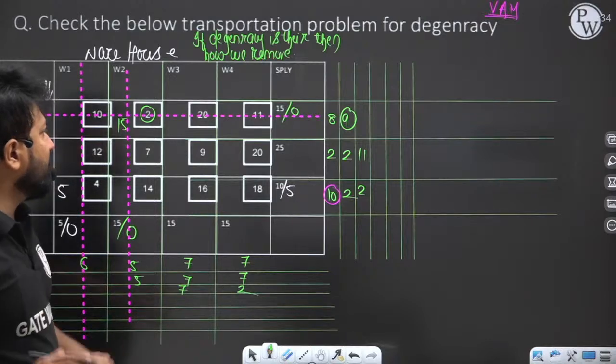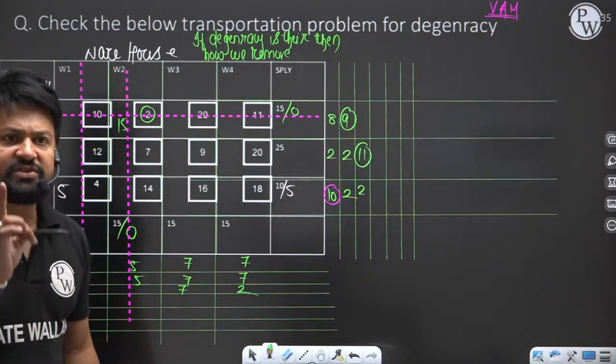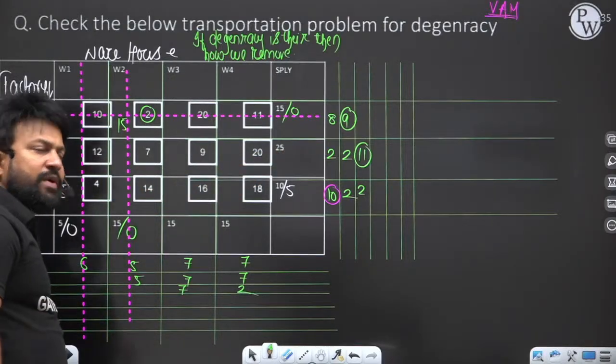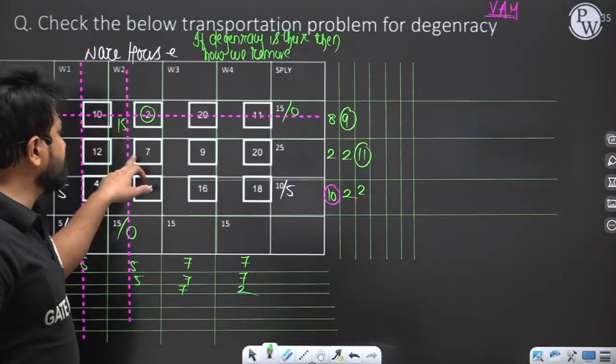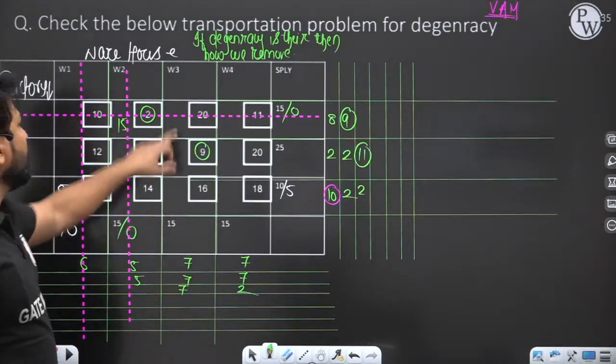Right, now you have to select the maximum penalty. Maximum penalty is 11. So you have to select the maximum penalty. 11 means you are going to select this row. You have to select the minimum transportation cost, that is 9. It means it is going from B to W3.